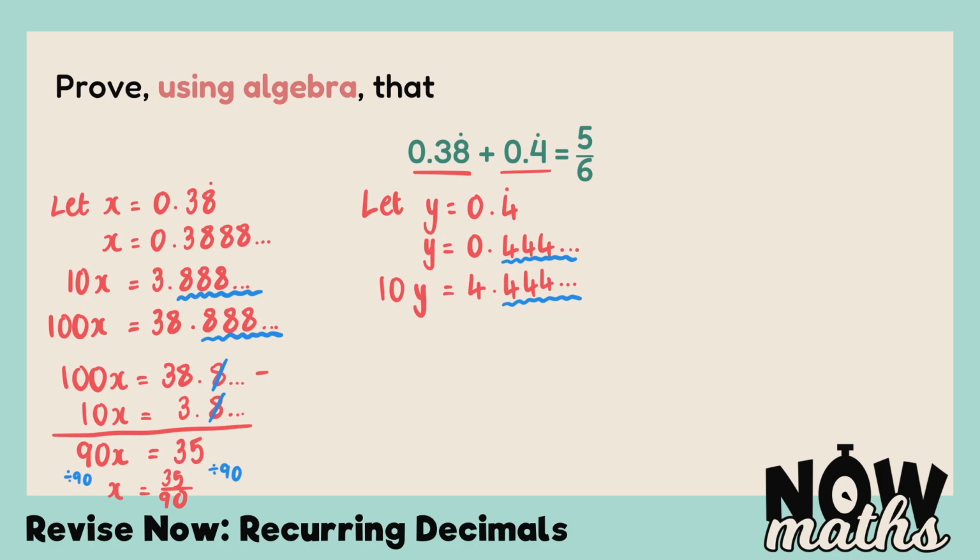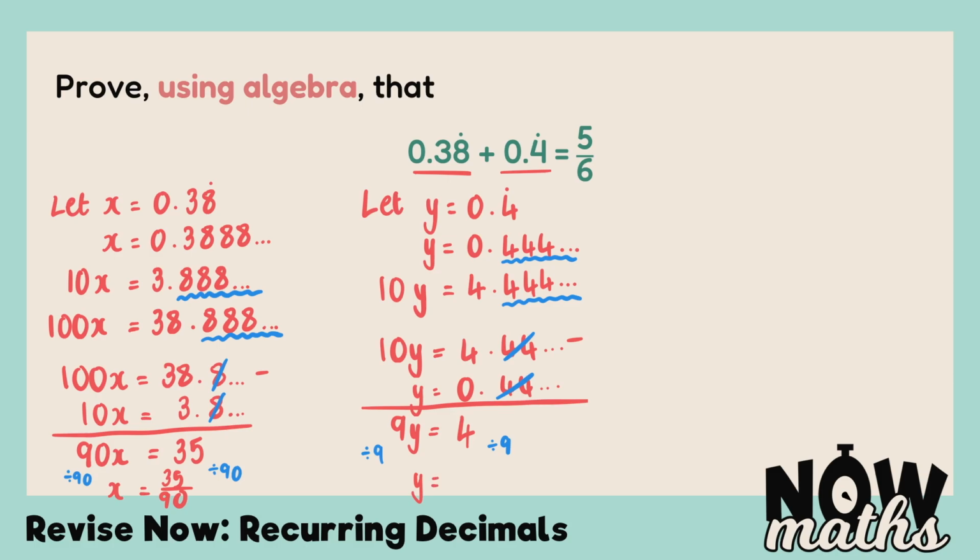So our subtraction this time will be 10y subtract y. And 10y subtract y is 9y. And then subtracting the decimals, the recurring part will cancel, and 4 subtract 0 is 4. We're left with our equation of 9y equals 4, so we solve by dividing by 9 to give us that y equals 4/9. So we've converted both of our recurring decimals into fractions.